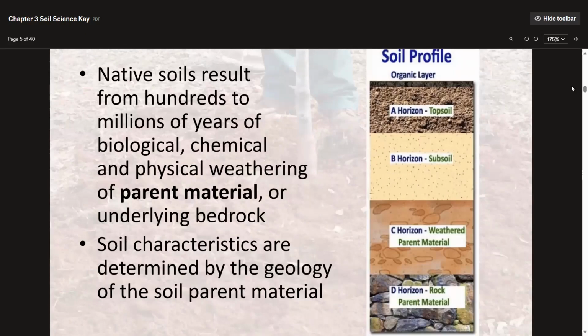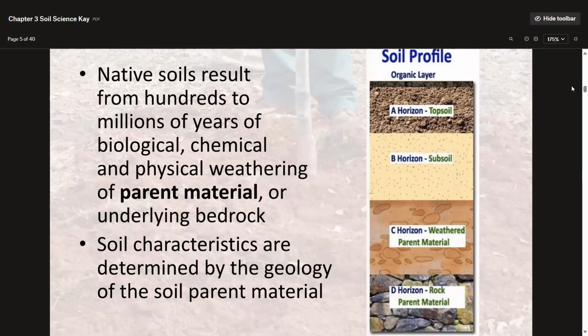So here in the Piedmont region, we have an underlying bedrock of, anybody want to take a guess? Well, if you said granite, you're right. Okay, we are a granite plate here. And that's going to be our parent material, or that D horizon.